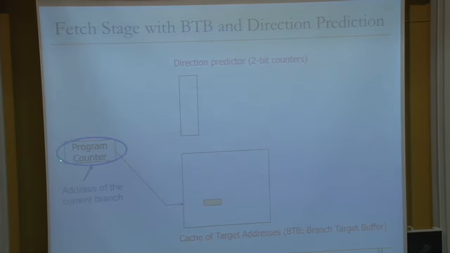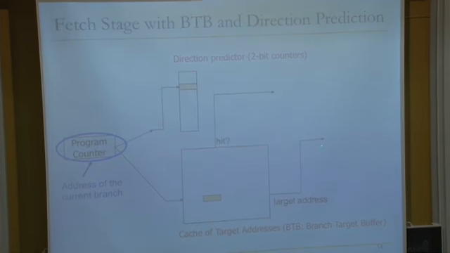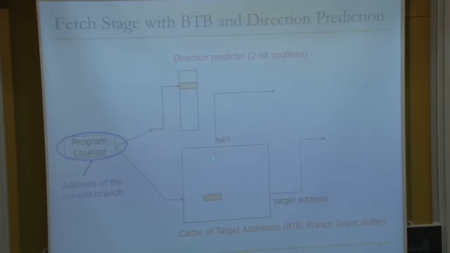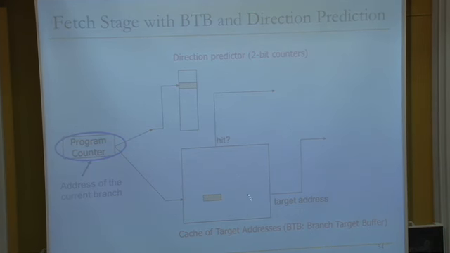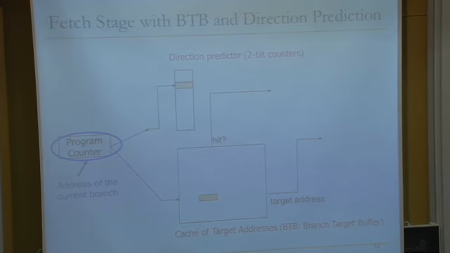With the address of the current branch, the program counter, we access the branch target buffer. This gives us a target address, but you may not hit in this branch target buffer. Right? Why? Because you may not have seen this branch before.